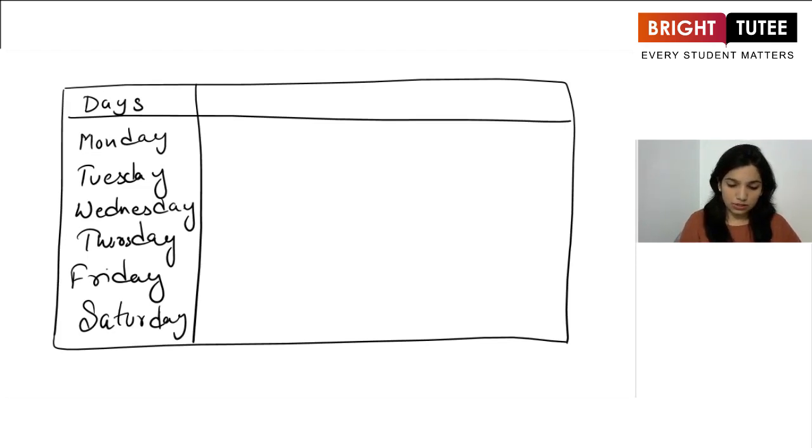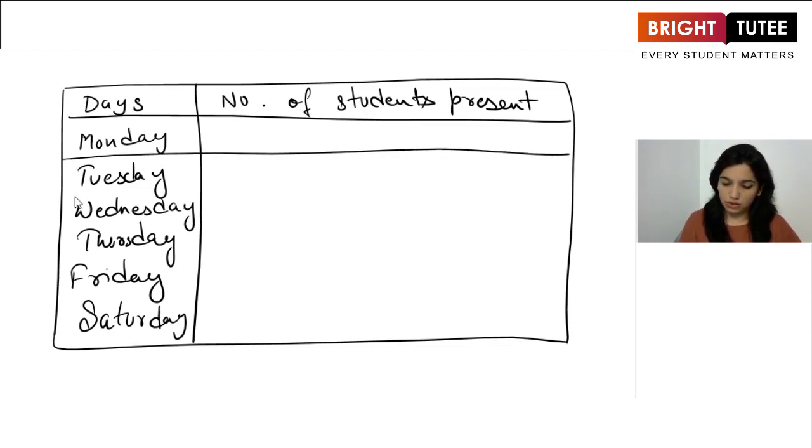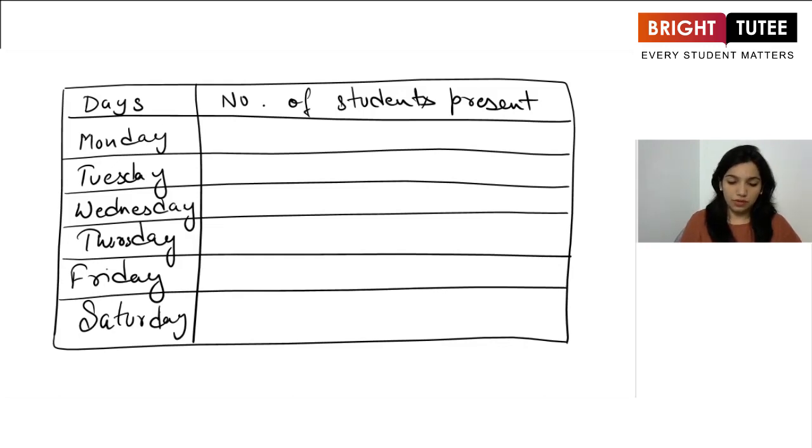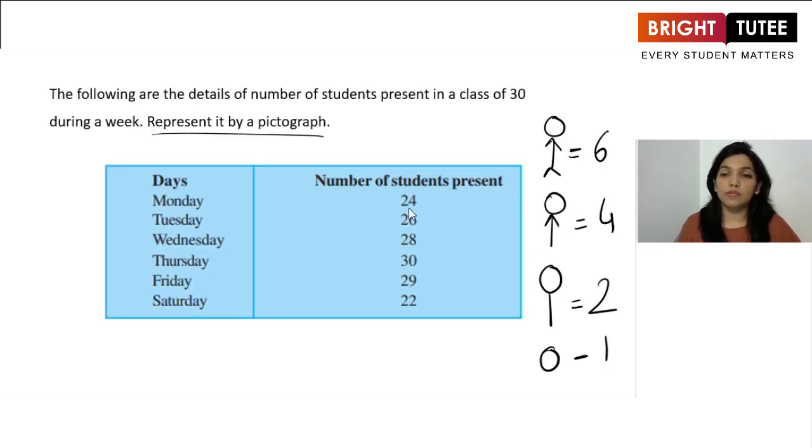Now what we need is the number of students present. Okay, so I'll just draw certain lines in between so that we can clearly see the division between the days. Okay, now in the first one we need to represent 24. So how can we represent 24?